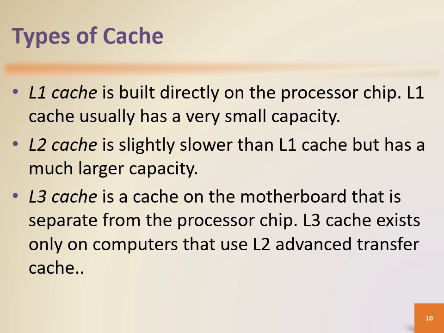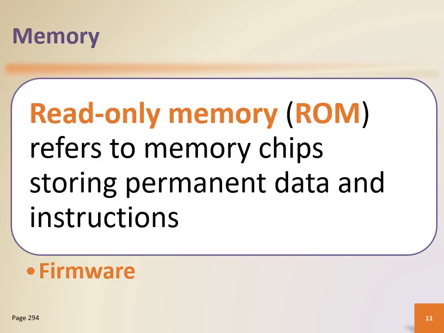Read-only memory or ROM is the second type of memory, which is non-volatile, and it refers to the memory chips that store permanent data and instructions. So data on these ROM chips cannot be modified. It is non-volatile, which means the contents will never be lost, even if you remove the power.